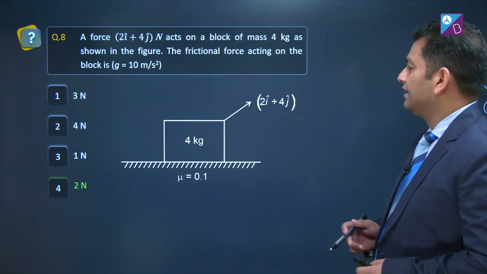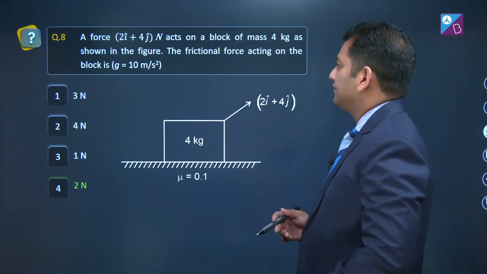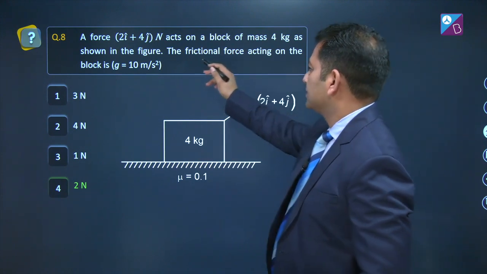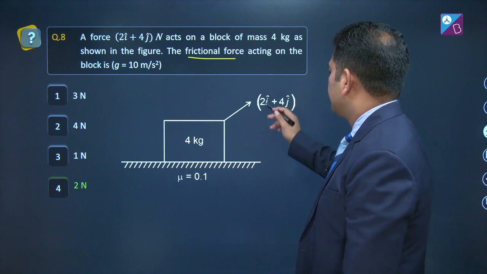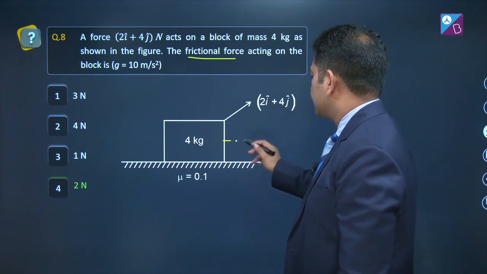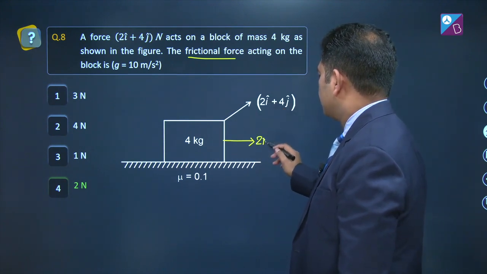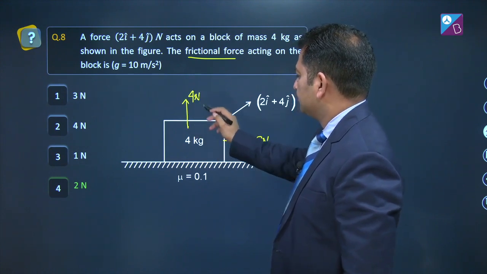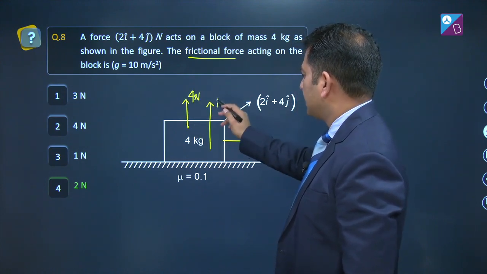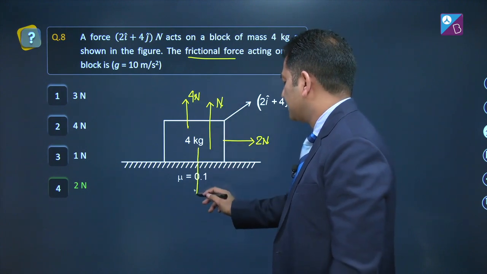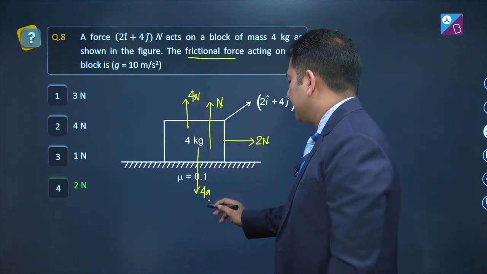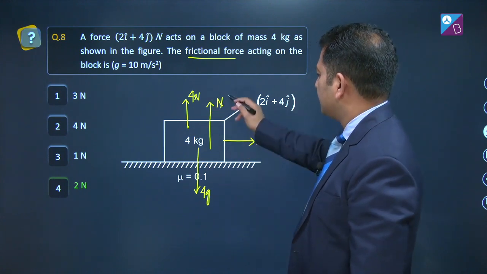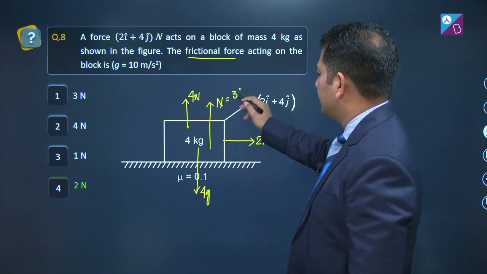Question number 8. Okay, this is good. There is a force 2i cap plus 4j cap acting, and a frictional force acting. Now let's see. 2i cap plus 4j cap means here is 2 Newton and here is 4 Newton. Apart from that, you also have normal reaction and there is 4g. Now from this, you could see N plus 4 is 40. That means the value of N is 36.